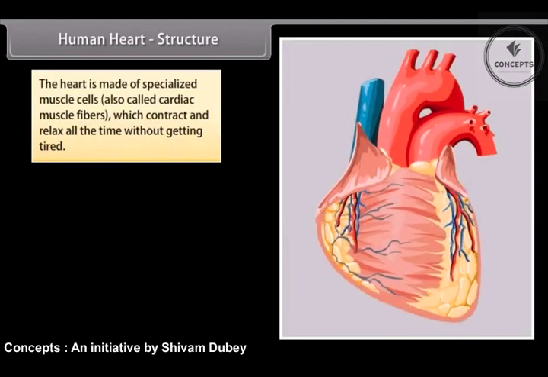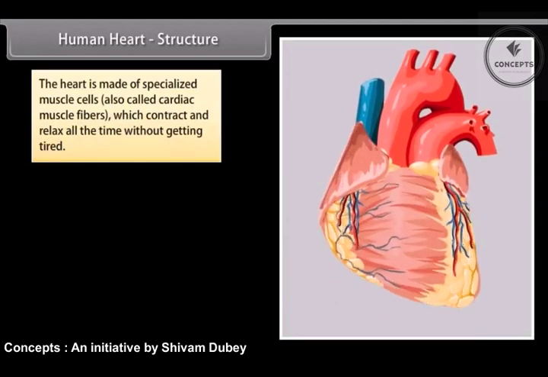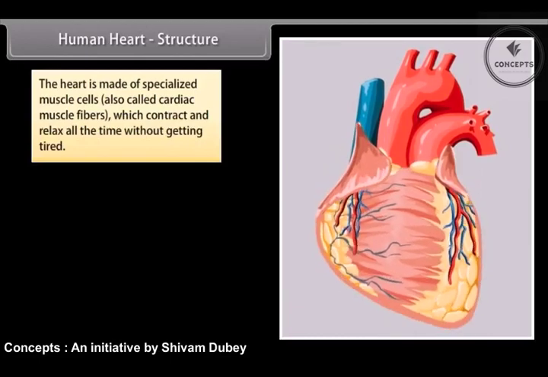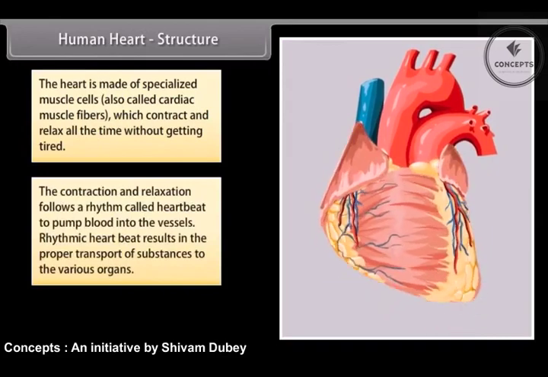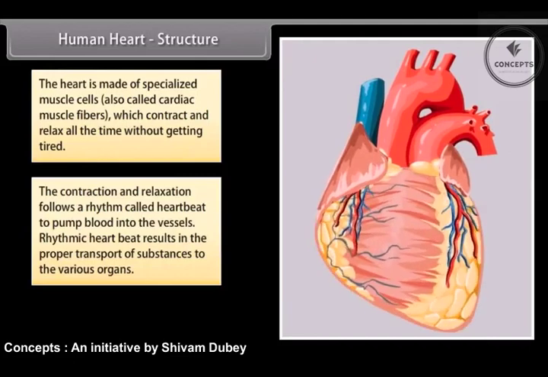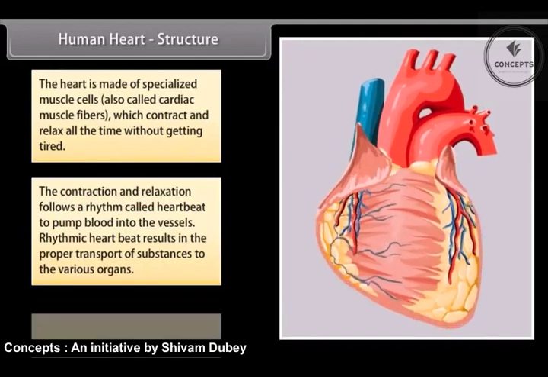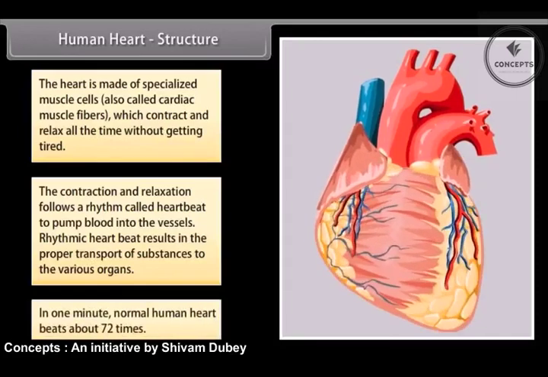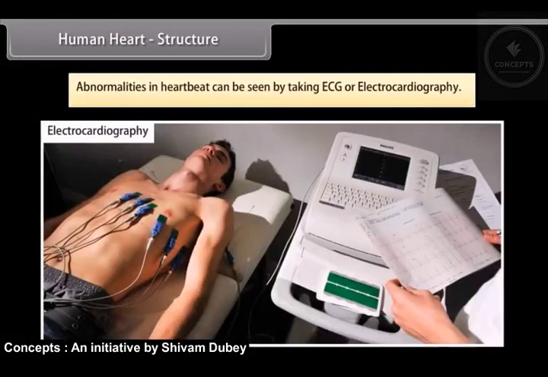The heart is made of specialized muscle cells, also called cardiac muscle fibers, which contract and relax all the time without getting tired. The contraction and relaxation follows a rhythm called heartbeat to pump blood into the vessels. Rhythmic heartbeat results in the proper transport of substances to the various organs. In one minute, the normal human heart beats about 72 times. Abnormalities in heartbeat can be seen by taking ECG or electrocardiography.